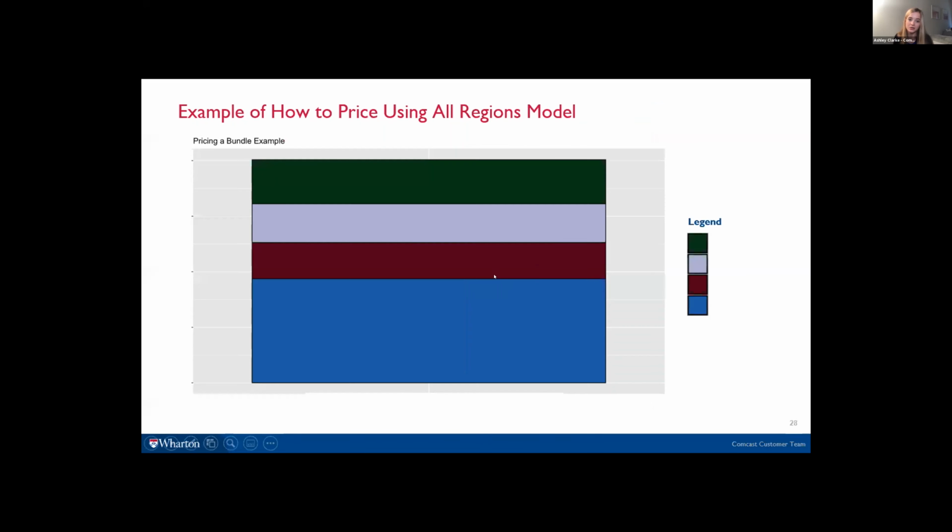So on the next slide, you'll see that this is how the model works: the green bar would be the base, and then you would add each little bar on top of each other to get the total willingness to pay for the customer.